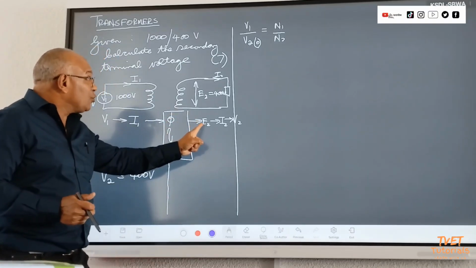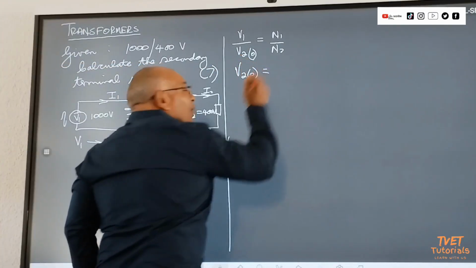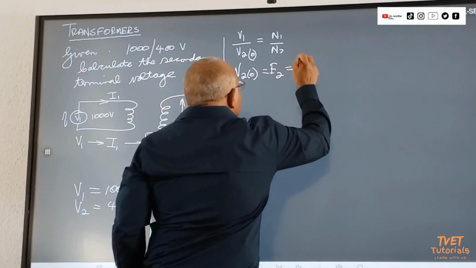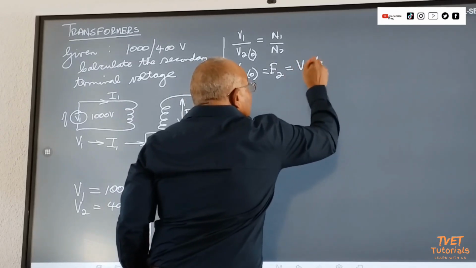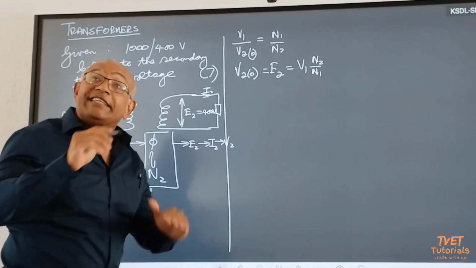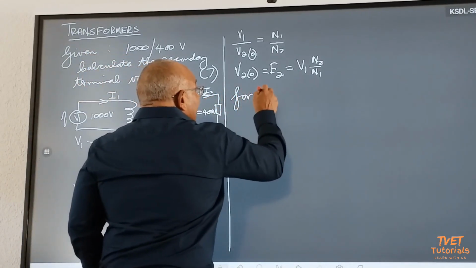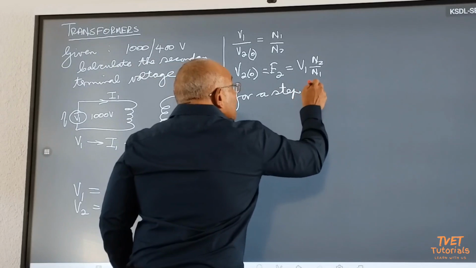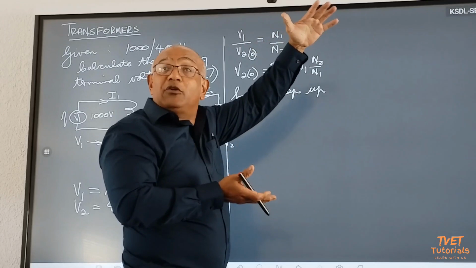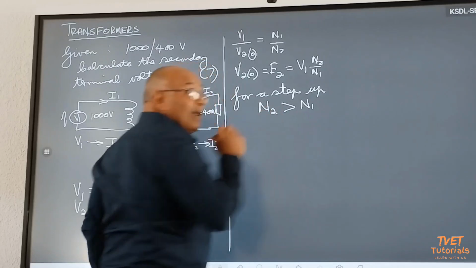But what influences E2? Here you are going to say V2 original. What do I call it? I call it E2, open circuit voltage. E2 equals V1 times N2 over N1. Now, when we talk about a step-up transformer, what does it mean? For a step up, the formula is telling you to make V1 bigger, what must N2 be? N2 must be bigger. So N2, the secondary turns, must be greater than the primary turns.